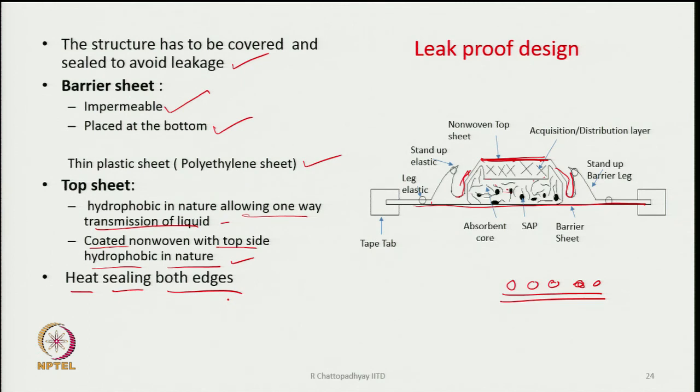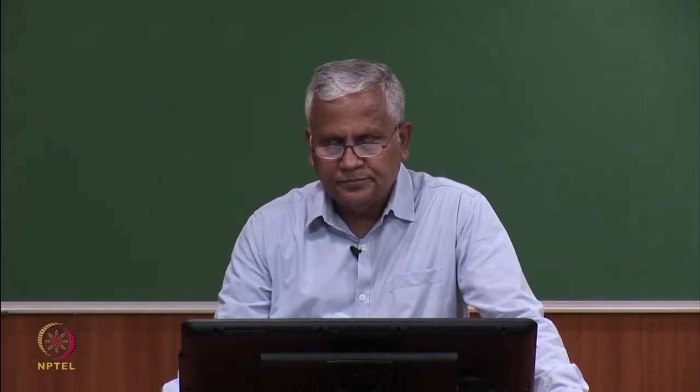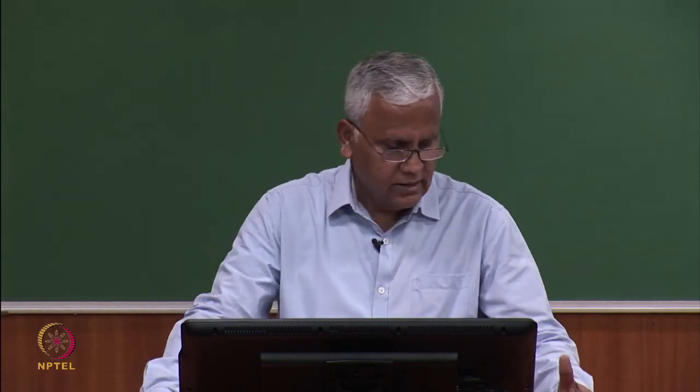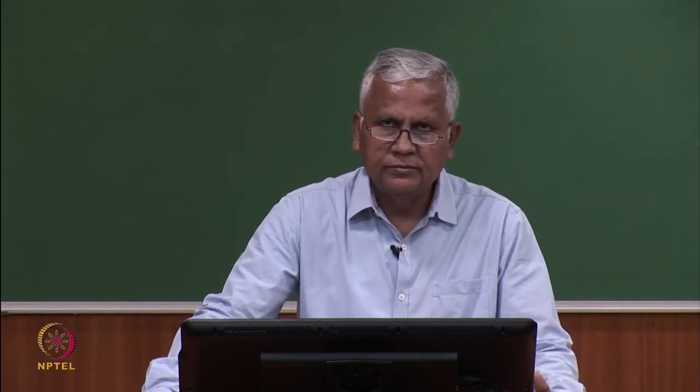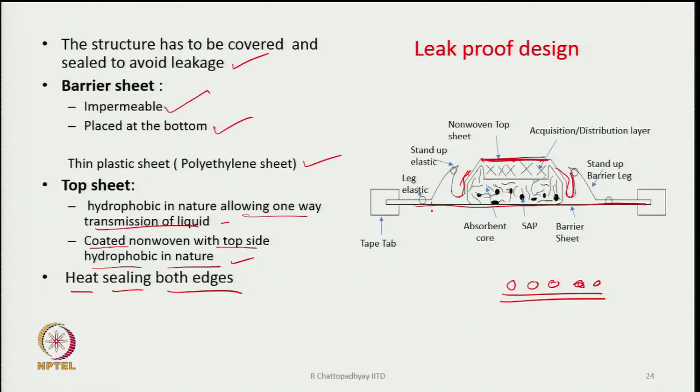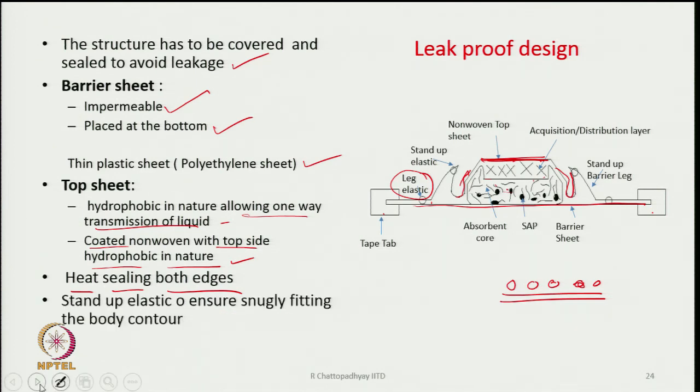And then we have to seal all the edges, and generally heat sealing is done. That means the material used for the top and the bottom sheet should be able to melt under a certain temperature, so that we can heat seal them. So, you have to choose the polymer for the top sheet and for the barrier sheet accordingly. And then we have other fastening devices like elastic leg, tape, all these things, so as to tighten it, and the stand up elastic ensures snug fitting of the body contours. So, the elastic bands are there, we can adjust them and really make a very snug fitting of the structure.